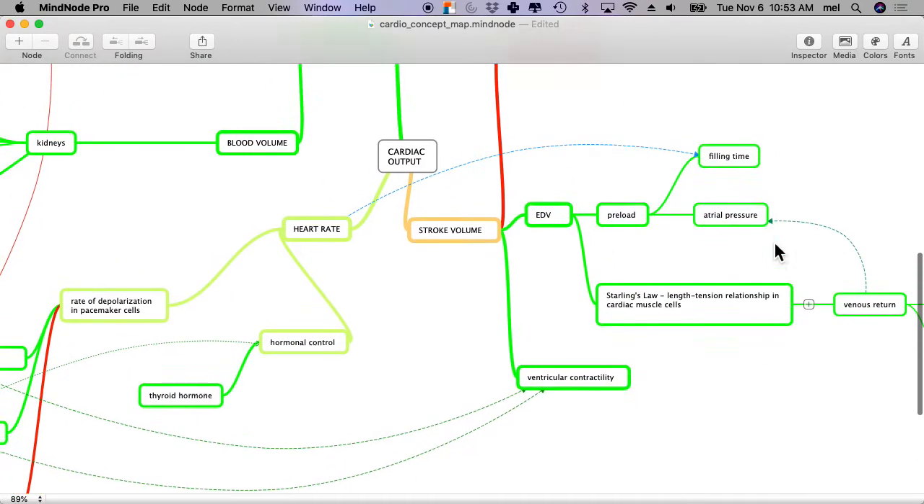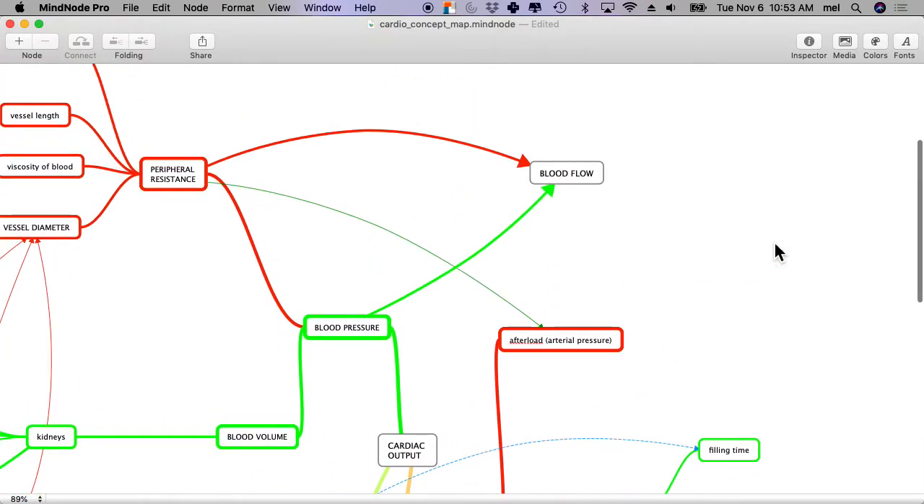And this is all of the cardiovascular system stuff that we're going to talk about. It's the same stuff that's in your notes. But I'm not going to post it without telling you how to read it.